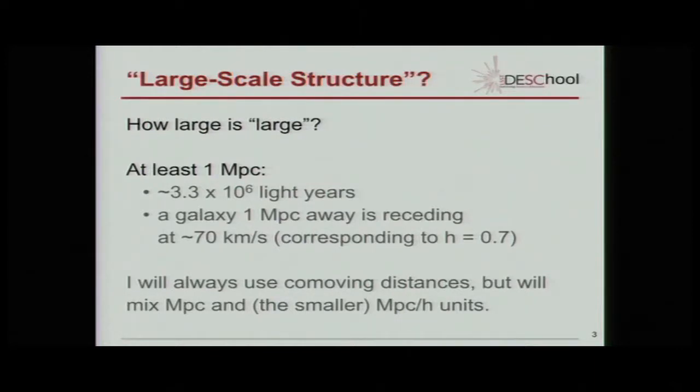Hubble's law tells us that a galaxy that's only 1 megaparsec away is moving away from us, just with the cosmological expansion, at about 70 kilometers per second. That's what we mean when we say h is 0.7: it translates directly to the 70 kilometers per second. In this lecture, I'm always going to be using co-moving distances, so distances as we measure them today in the expanding universe. But I'll mix megaparsec and megaparsec over h units, so you need to pay attention when it matters. The thing that I always forget is which is bigger, a megaparsec or a megaparsec over h? Counterintuitively, it's the megaparsec that's bigger. You think that because you're dividing by something, it's less than one. So I always have to think about that.